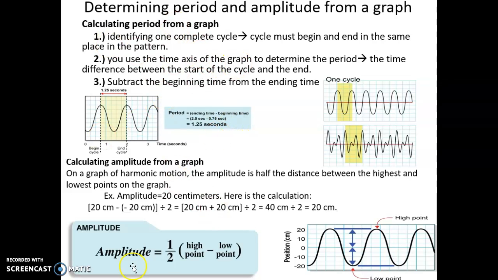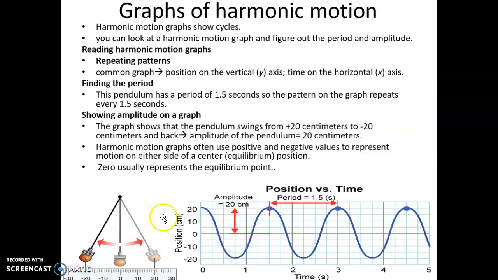Okay. So again, we're not going to be worrying about calculating the amplitude. Just know how to read the amplitude. So remember, amplitude is the height, or how far out it goes from its equilibrium point. And then remember, the period is the time it takes to complete one cycle. So if I was looking at a cycle, it would be from crest to crest or from trough to trough, the time it takes to do that.